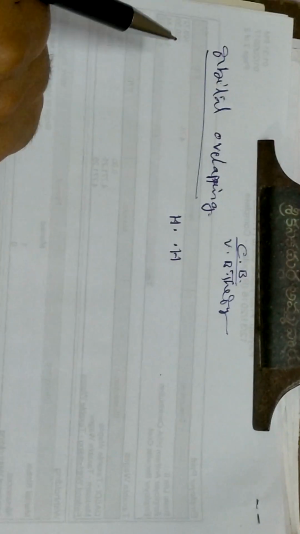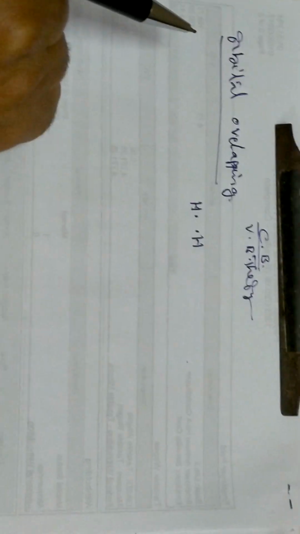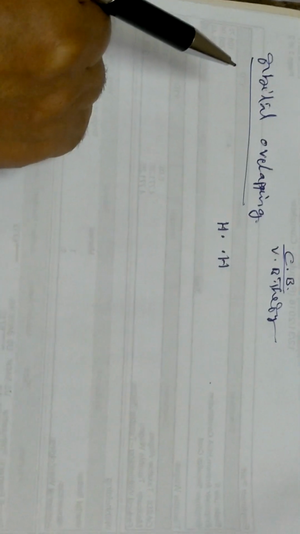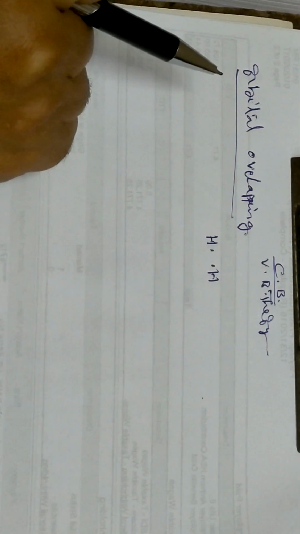Welcome back to chemical bonding and the valence bond theory. Here, to understand further the shapes of the molecules, bond angles and other things, we should know about the orbital overlap concept.